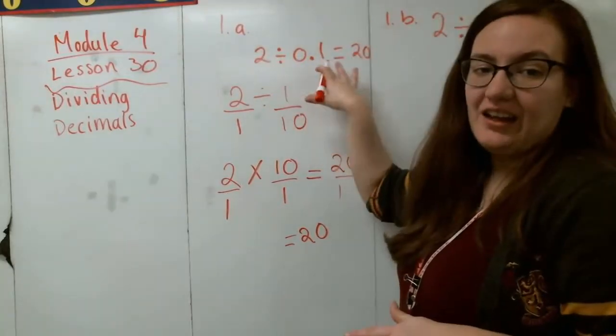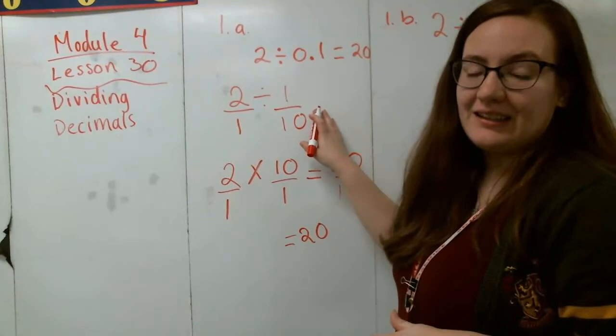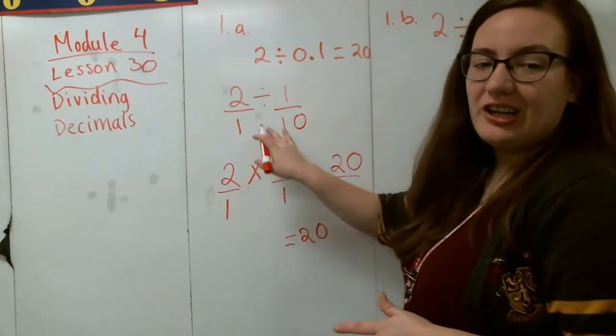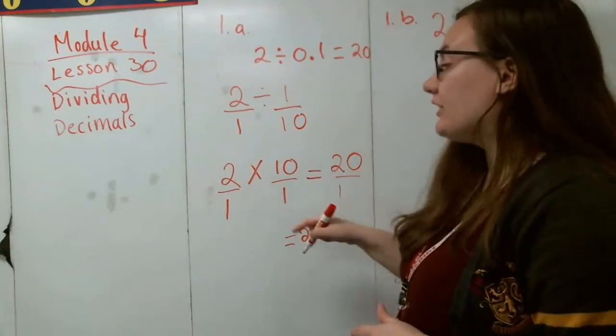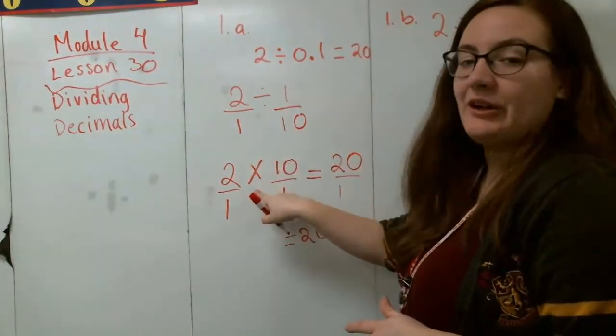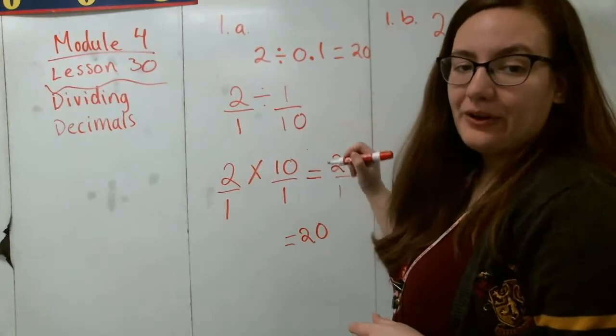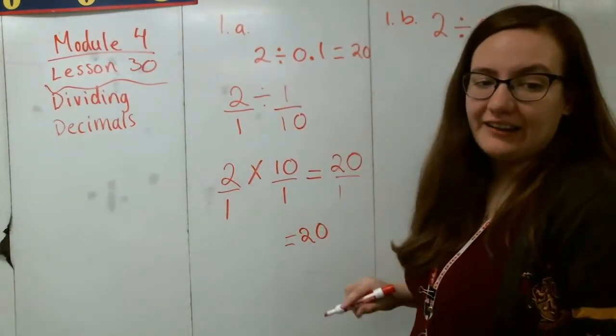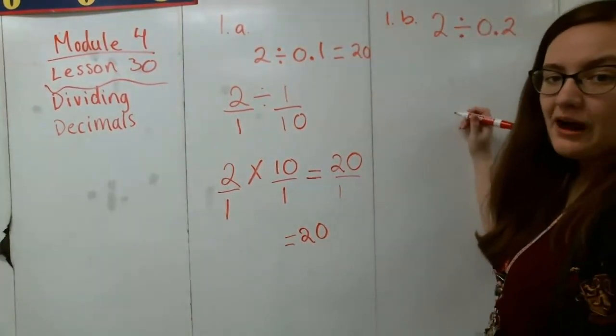So we take the decimals and make them into fractions. Then we use our dividing tricks that we've learned. So we change our division symbol to multiplication, flip-flop, or find the reciprocal of our fraction, and then multiply to get our final answer. So let's try it again with this problem over here.